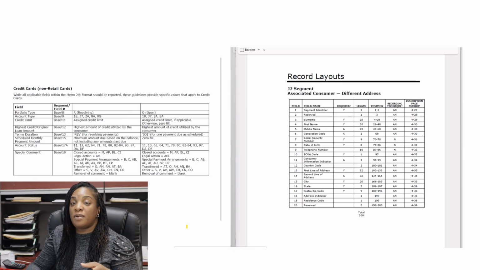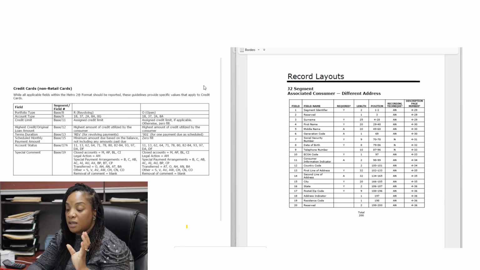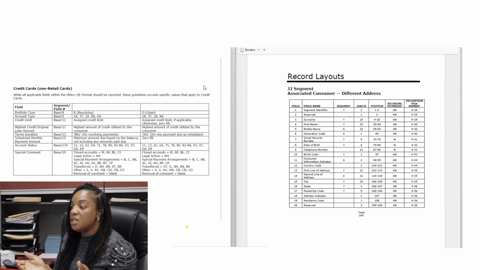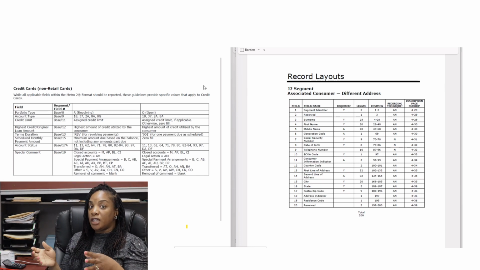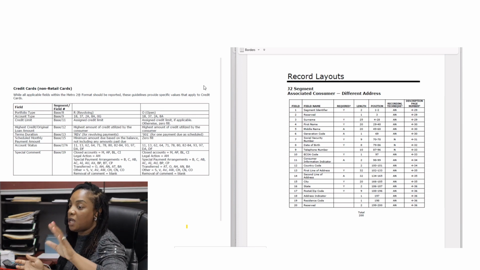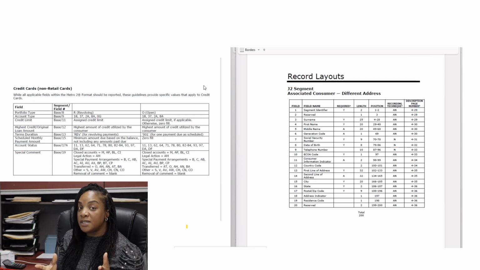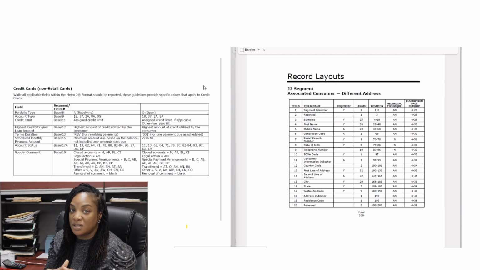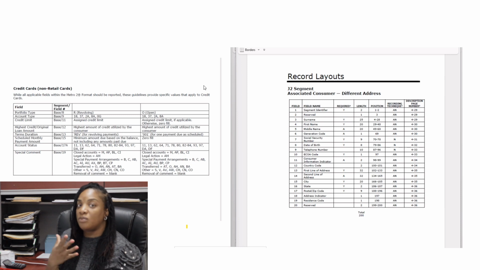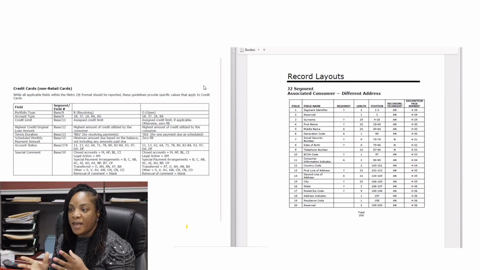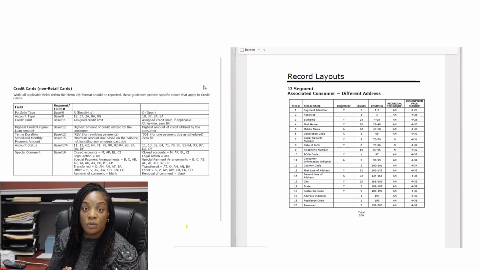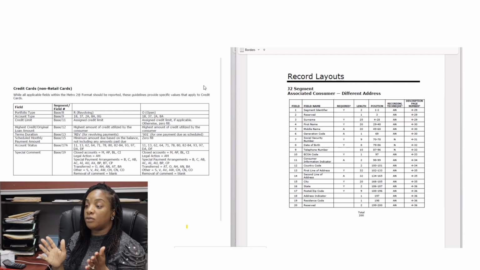This video is strictly going to be about showing you a little bit of how to understand the Metro 2 compliance, right? So if you have a credit card, because that's what we're talking about today, credit card accounts, not retail card accounts. If you have a Kohl's card or a JCPenney's card, that is considered a retail card or a store card. So we're not talking about that today because there are different fields, but we are talking about credit cards, like a Capital One card or a Citibank credit card.